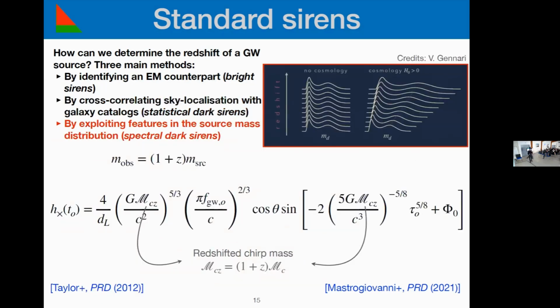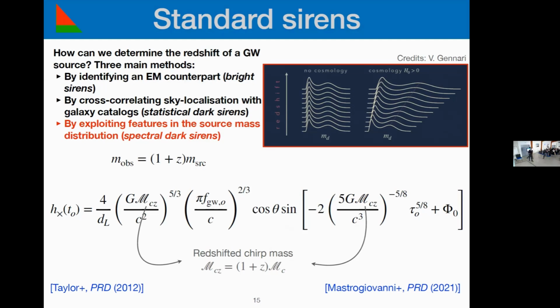So this is the third method. Still look at the little symbol on the top. This doesn't require any electromagnetic information. And the idea is the following. This nice picture was created by Vasco, who will speak just after me. If you have a mass distribution of your gravitational wave population, let's say binary black holes, but this works for any population, at the source frame, so with no cosmology, it looks like this. In the detector frame it will be modified by the fact that all masses are shifted. So everything gets shifted this way.